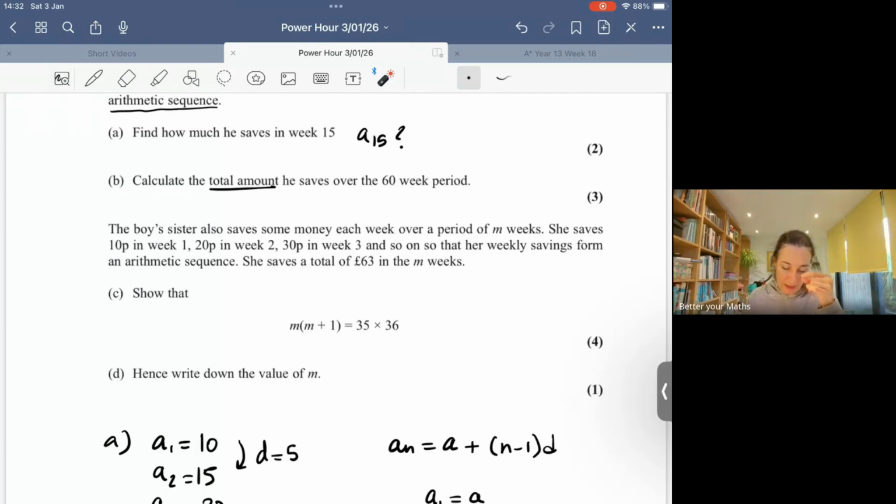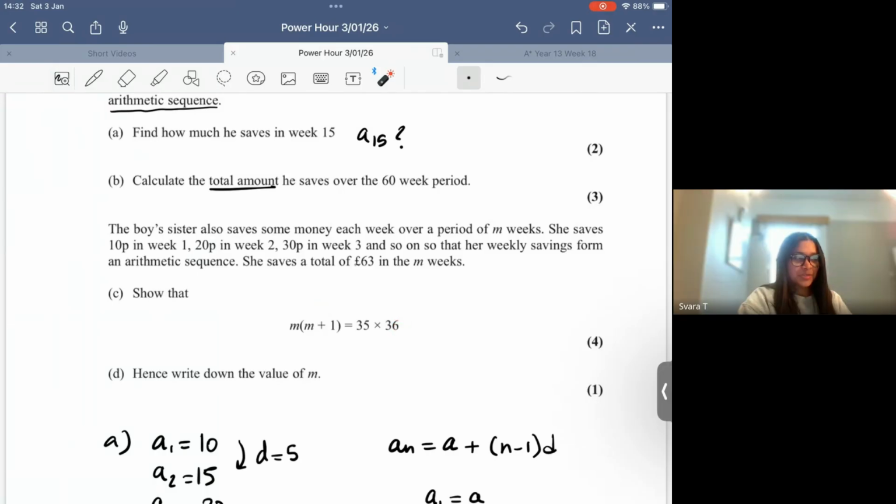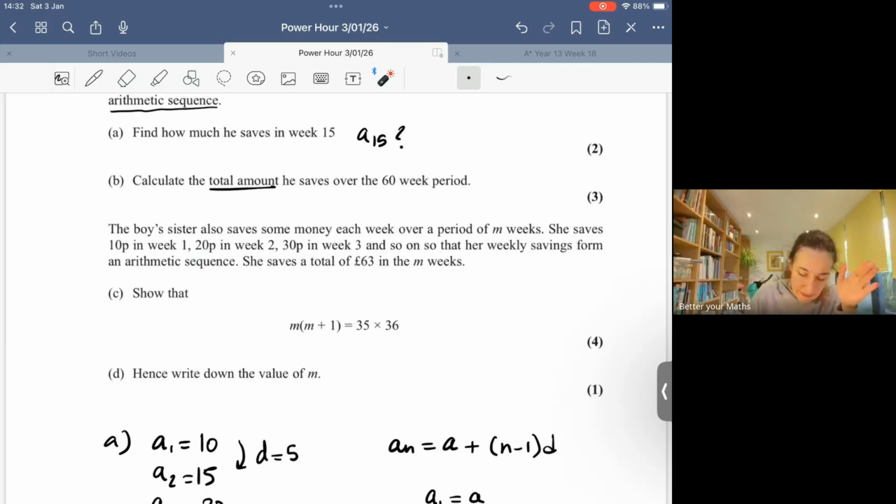Svara, what do you think? Where do you think we can get this equation from? I'm not too sure, but I just thought it was another arithmetic sequence one, so we would use the same formula. It's an arithmetic sequence. We have everything, and they are giving me this information. How can I use that?